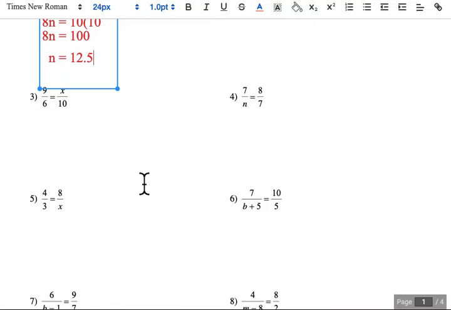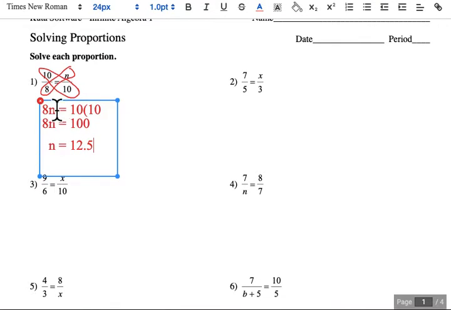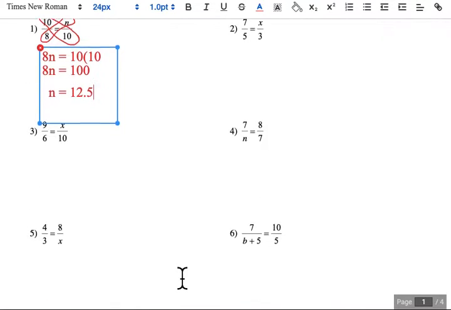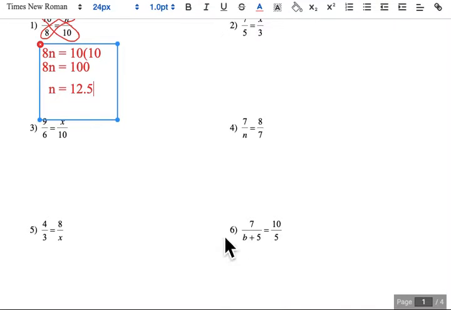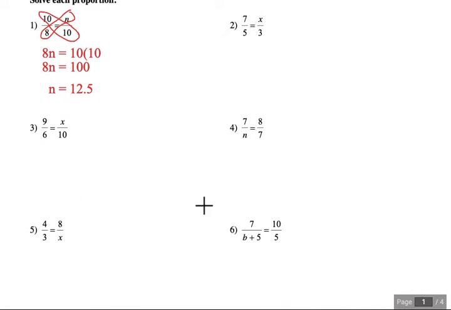Let's do another one when the denominator, or the numerator, has 2 terms in it instead of just 1 term like these do. And then I'll come back and take a look at number 5. So for number 6, I'm going to use the same method. I'm going to say that 10 times b plus 5, but notice I'm multiplying 10 by 2 terms. So I'm going to have to put that b plus 5 in parentheses because it's 2 terms. And I'm going to set that equal to 7 times 5.